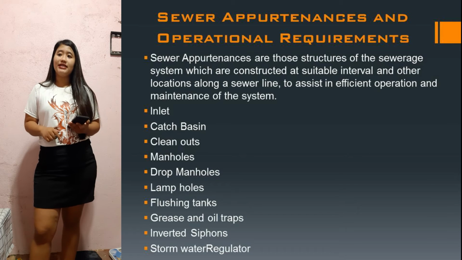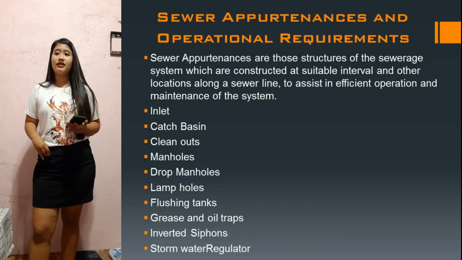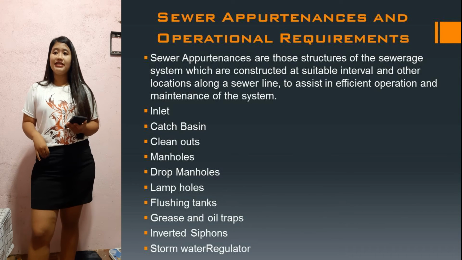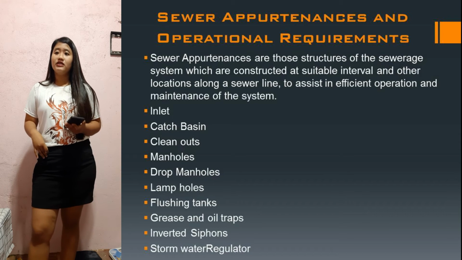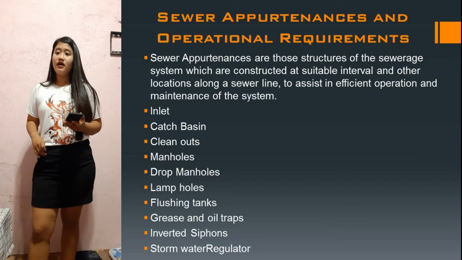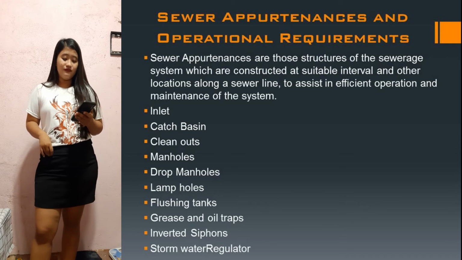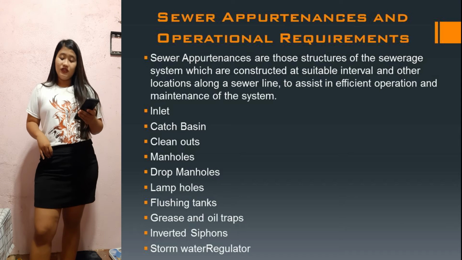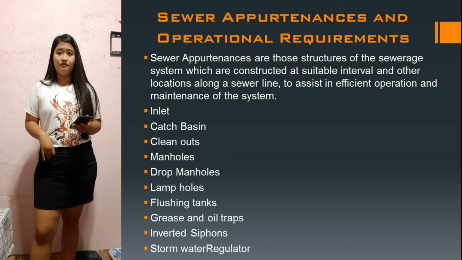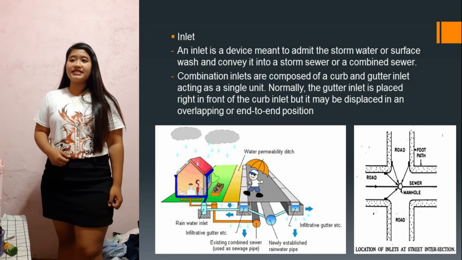So first one is inlet, catch basin, cleanouts, manholes, drop manholes, lamp holes, flushing tanks, grease and oil traps, inverted siphons, and stormwater regulator. So these are the various accessories of the sewage system and are necessary for the efficient operation of the system. First is inlet.